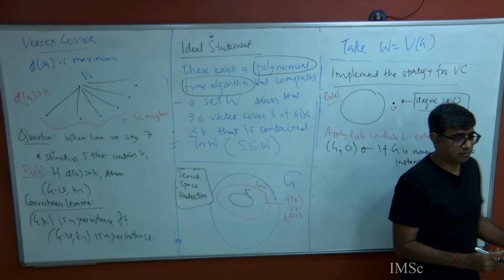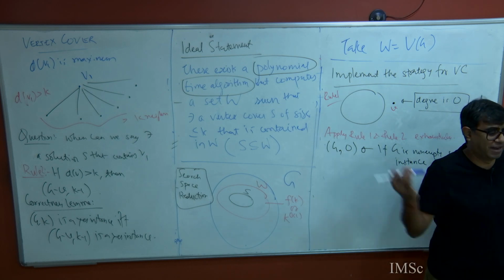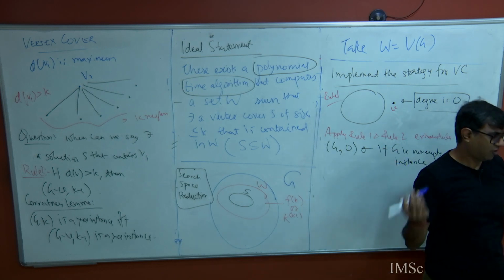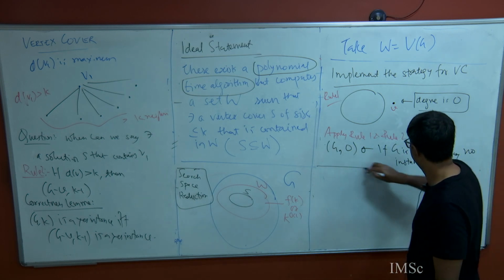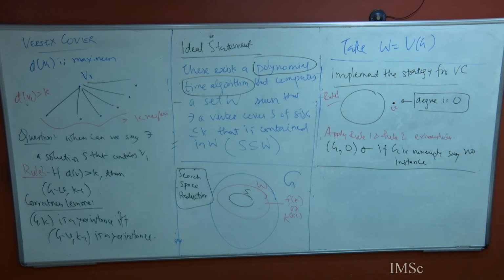So, I mean, if I can solve the problem, then I solve the problem, right? But look, I have never changed my answer. So it's okay if after applying some reduction rule correctly, I am able to conclude that it's a no instance. Then I basically have solved the problem in poly time. Great. So if G is non-empty, say no instance, right? Okay. So we have some of these basic rules.